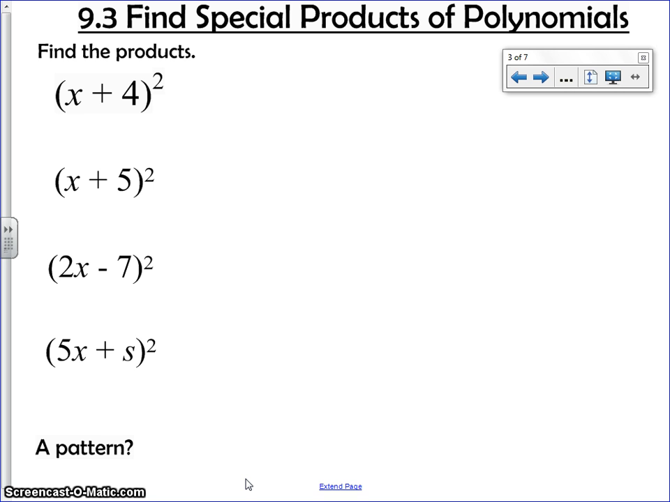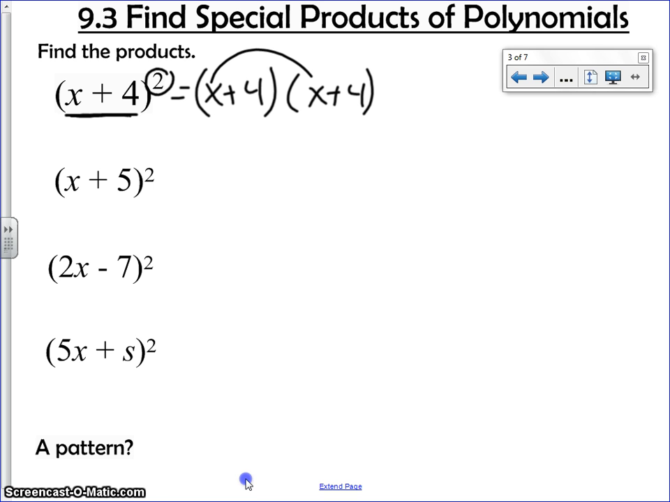So, the first one is known as binomial square, because we're taking a binomial which has two terms and we are squaring it. Okay? So, what happens when you square something? Well, you take whatever is inside the parentheses and you multiply it 2 times. So you have x plus 4 times x plus 4. Now, you know what to do.